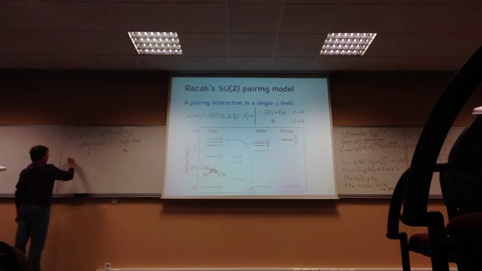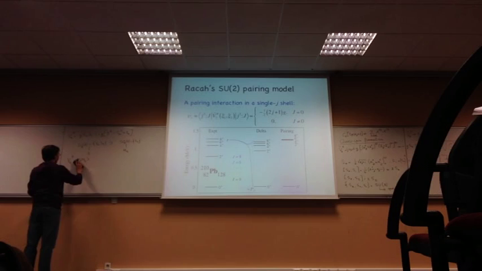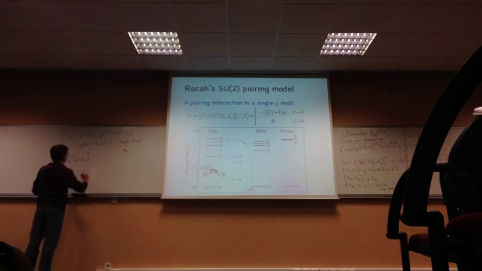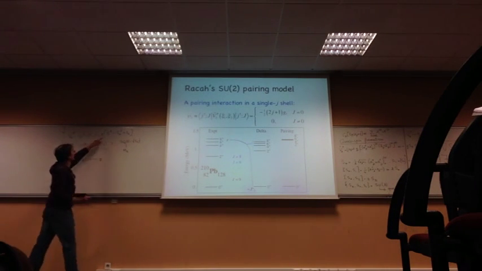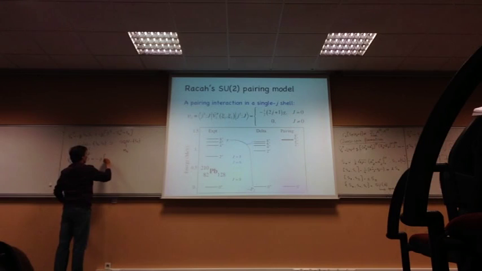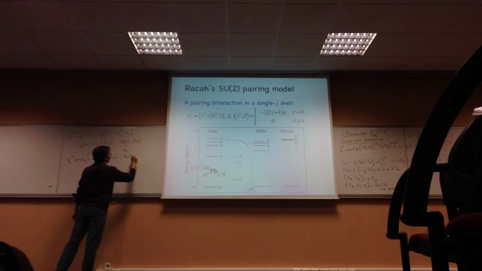So I can write, I should maybe put in other quantum numbers here, which I don't specify at the moment. So this will be minus g, and I put here S(S plus 1). This is the eigenvalue of S squared, minus ms plus 1.